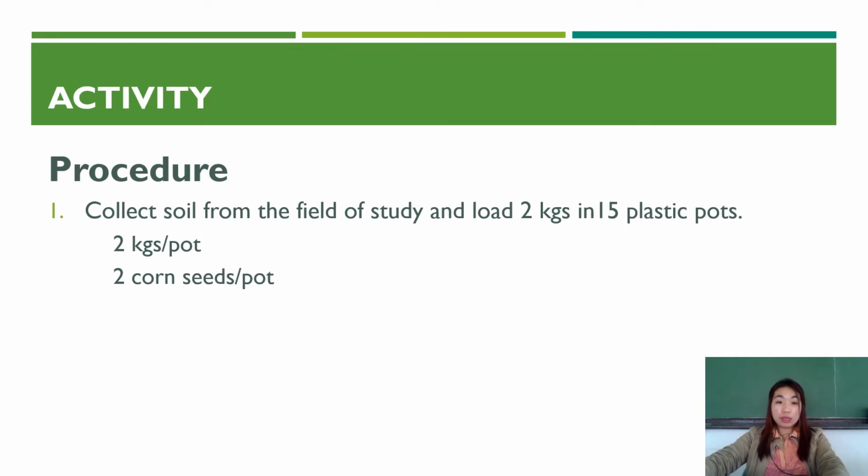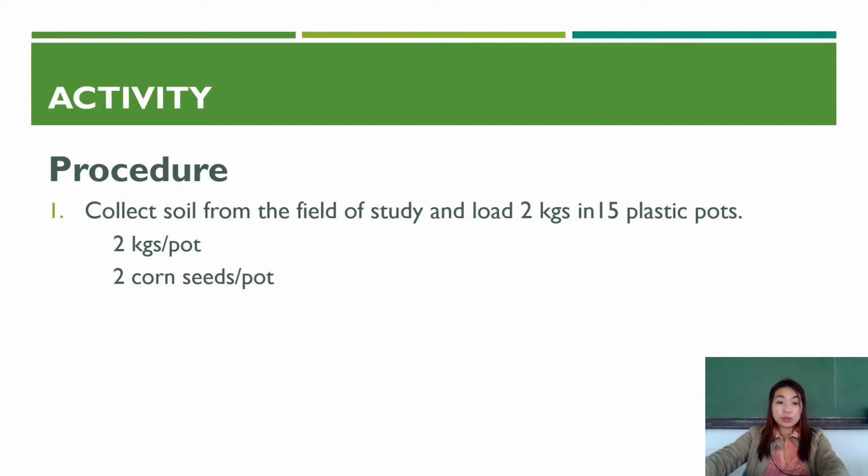So number 1, collect soil from the field of study and load 2 kilograms in 15 plastic pots. Okay, so in that 15 plastic pots, load 2 kilograms per pot. So kung 15 yan, you need 30 kilograms of soil.